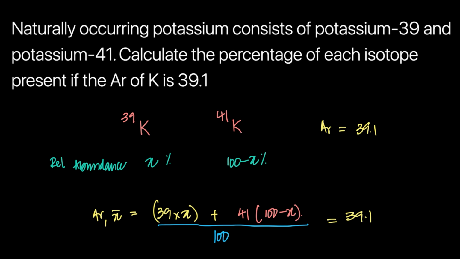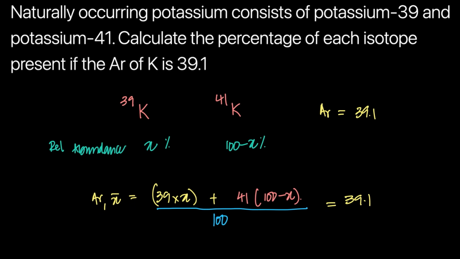And if I solve this, X would come out to 95%, which means that the abundance of potassium 39 is 95%, and the abundance of potassium 41 is only 5%. And that in fact will be the abundances for each of them if you take them into account, and you'll get this AR, by the way.